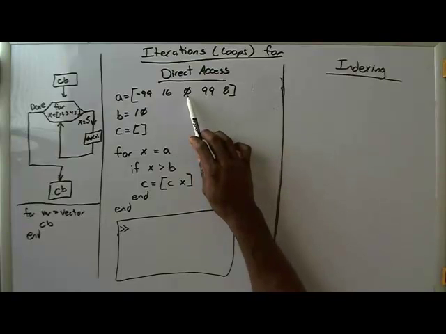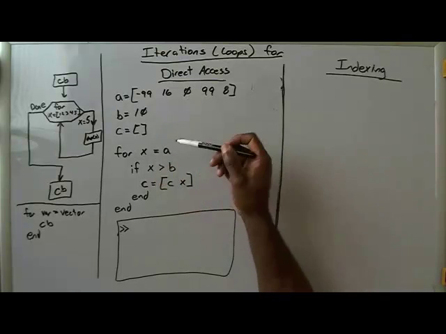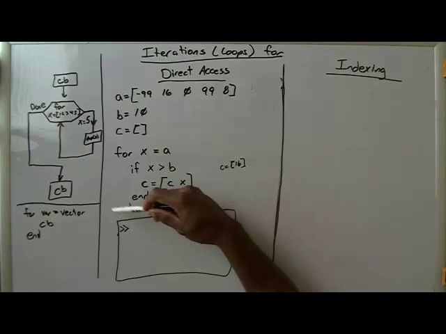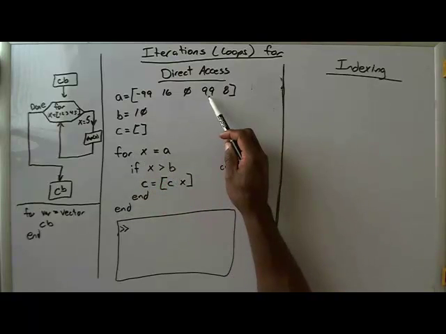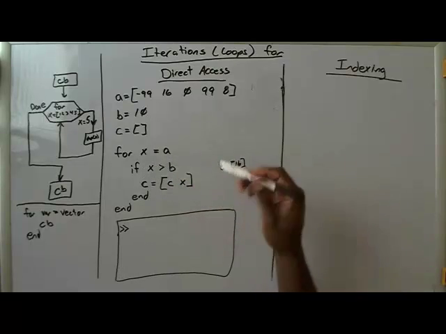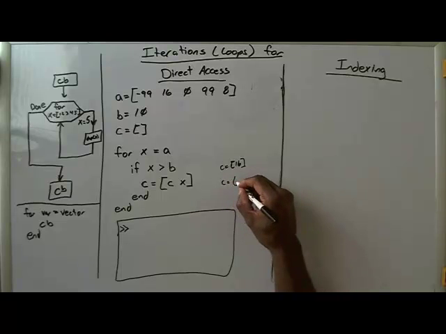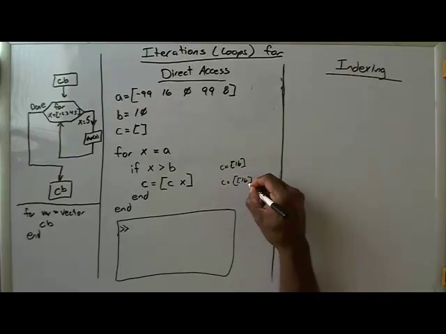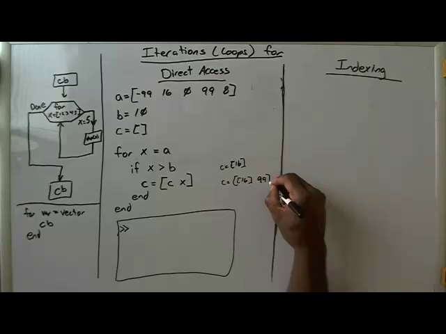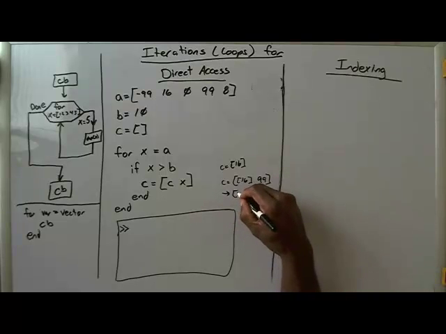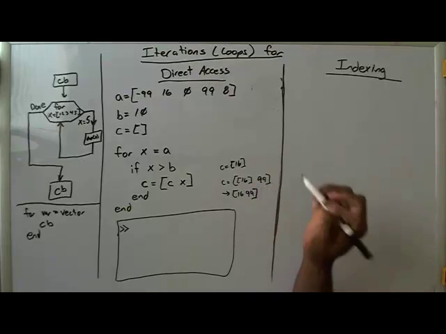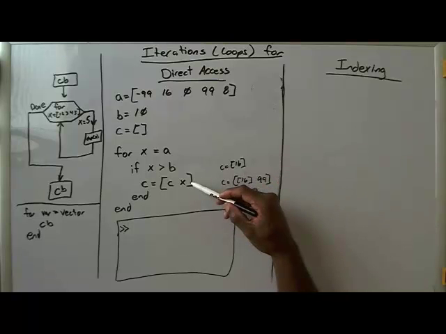X now equals the next value in A. X now equals 0. Is 0 greater than 10? No, it's not. So I skip this, go again. Now x equals the next value in A, which is 99. Is 99 greater than 10? 99 is greater than 10. So now I get C equals the old value of C, which was the vector 16, concatenated with x, which is now 99. And so that gives me the new vector 16, 99. Okay? And so this is how you build up C with the results that I want.